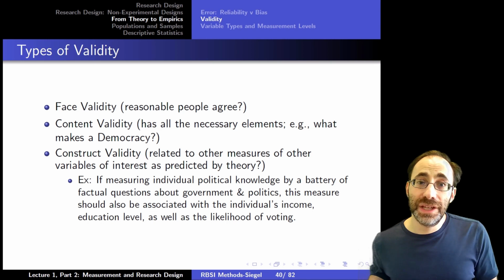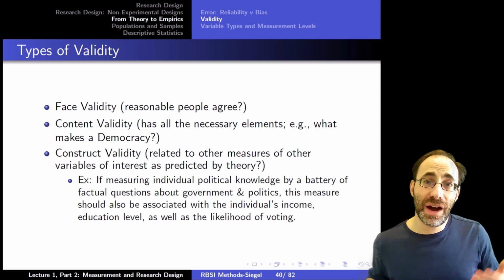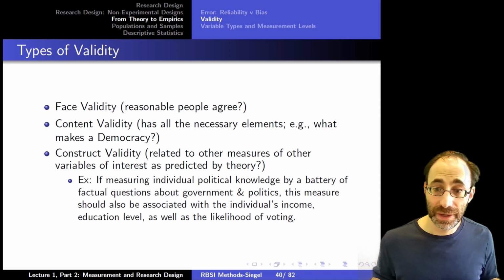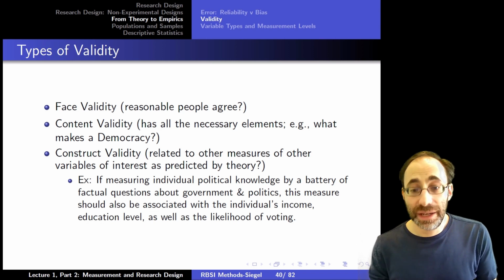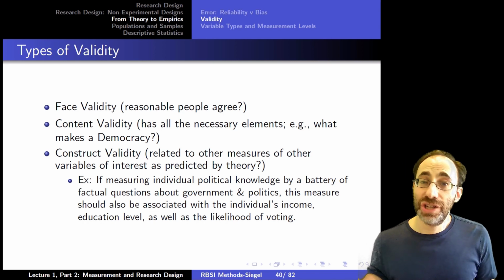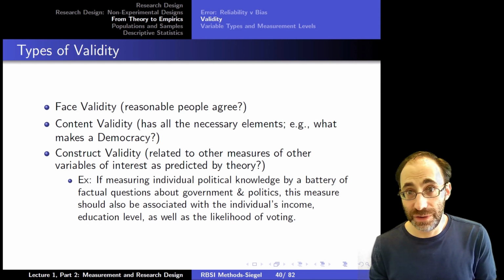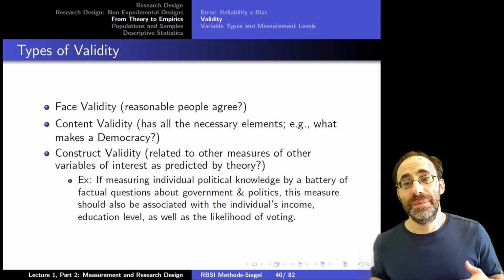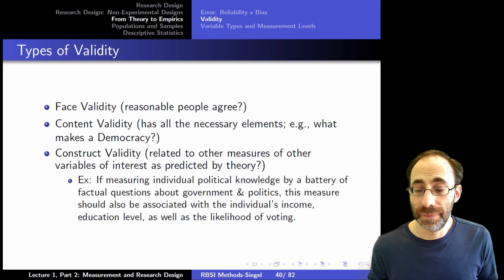But a third thing you can do is check to see how that measurement you took correlates with other variables it should correlate with, theoretically. So in this case, knowledge should correlate with things like education and income and likelihood of voting, because we know it does from prior research. So you can check to see if your measure of knowledge correlates with education and likelihood of voting and income. And if it does, then we think that your measure of knowledge has construct validity.